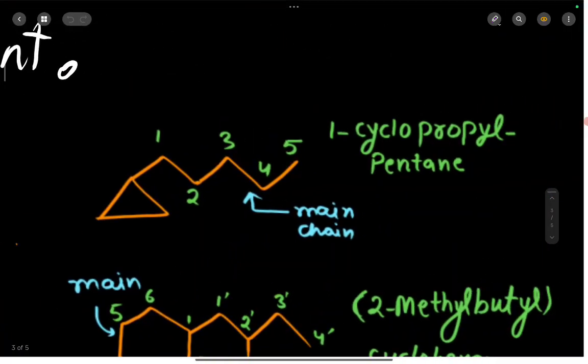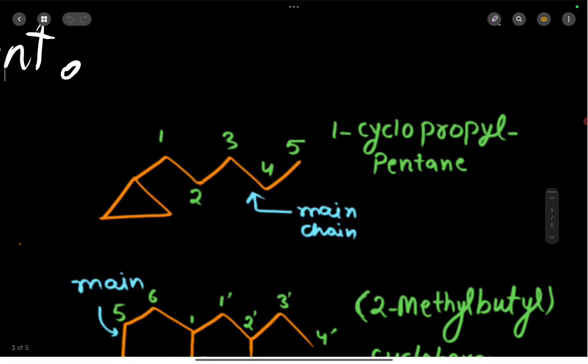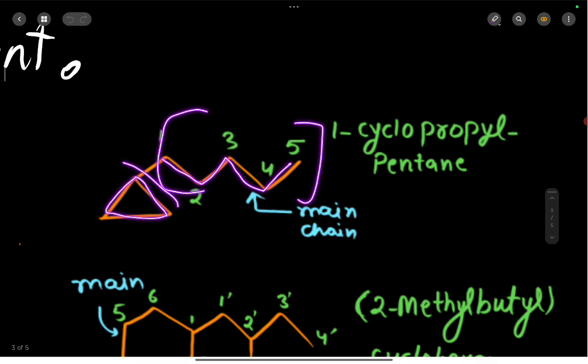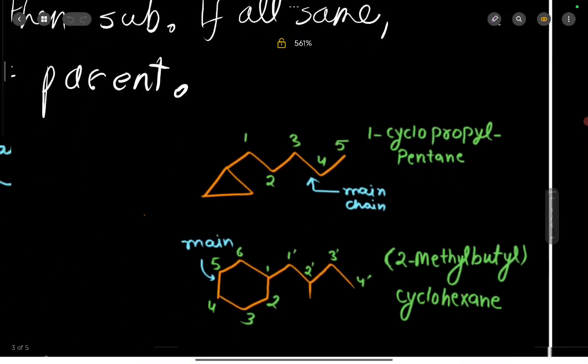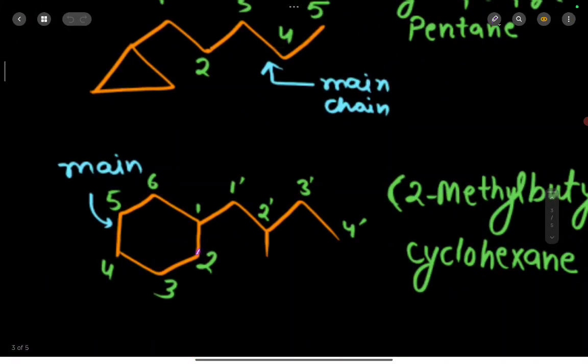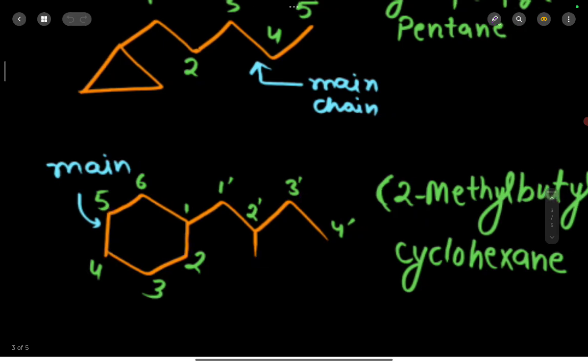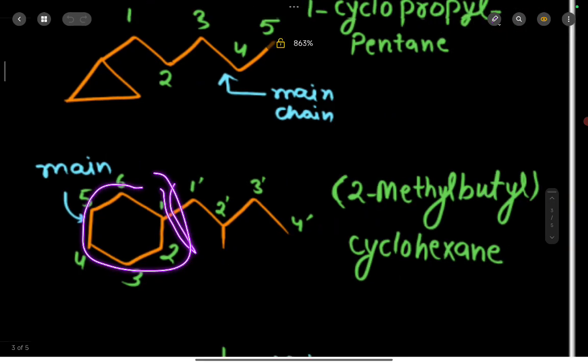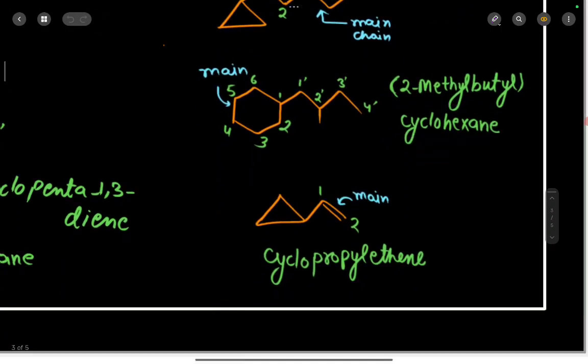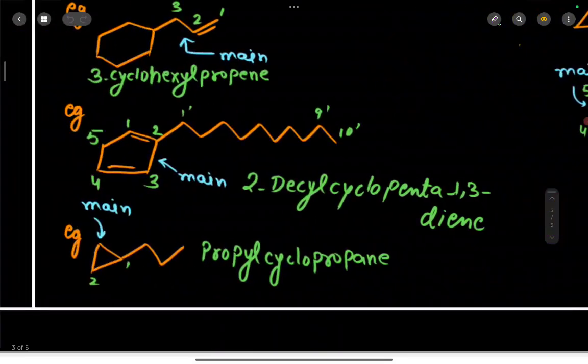Here, which is the parent chain? There is no functional group, there is no substituent, there is no double bond or multiple bond. So this has 3 atoms, but this has 5 atoms. So this must be the parent chain, and cyclopropane must be treated as a substituent. So 1-cyclopropylpentane. Here you can see 1, 2, 3, 4, 5, 6. 1, 2, 3, 4, 5. So this is taken as a side chain because this has more atoms. And you can see it very clearly here. Again, this is the main chain because there are more multiple bonds.